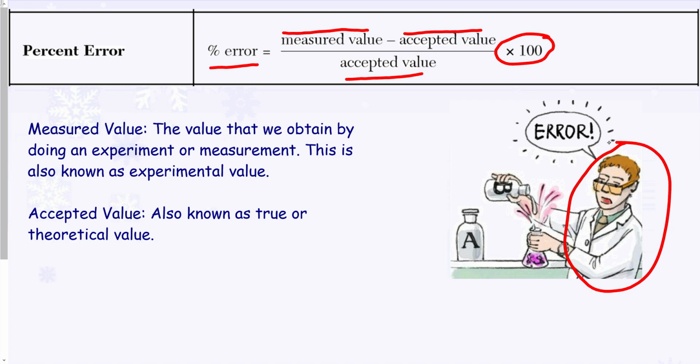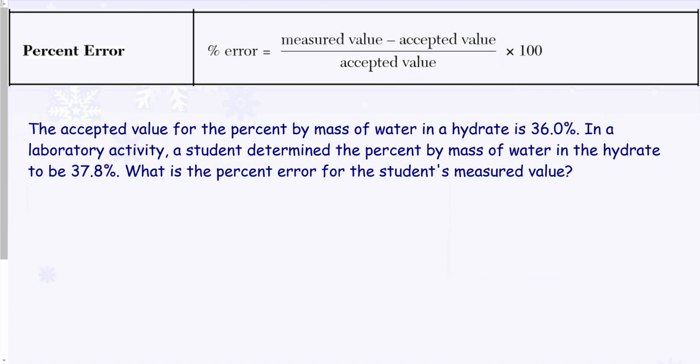Let's see how we can use this information to solve a question. In this question, the accepted value for the percent by mass of water in a hydrate is 36.0%. In a laboratory activity, a student determined the percent by mass of water in the hydrate to be 37.8%. They're asking you to figure out the percent error from the student's measured value.